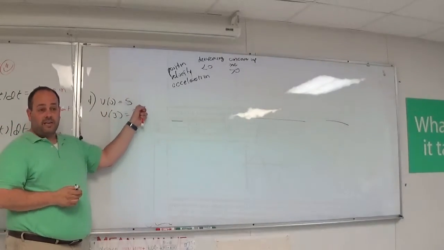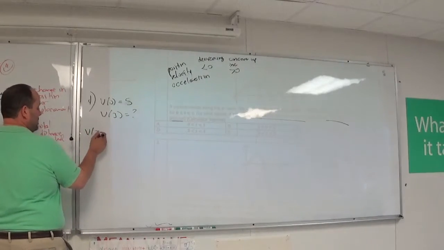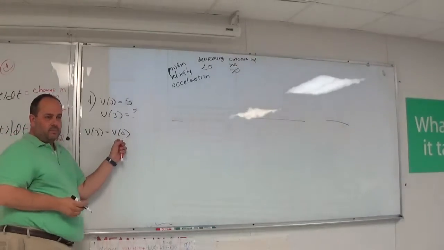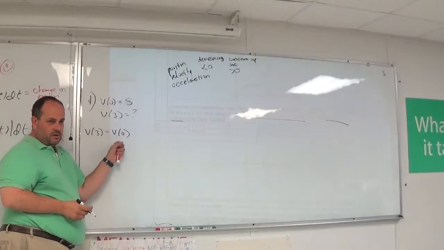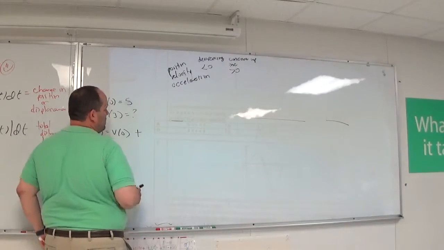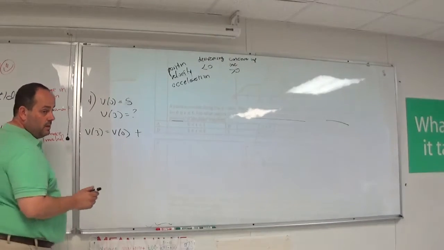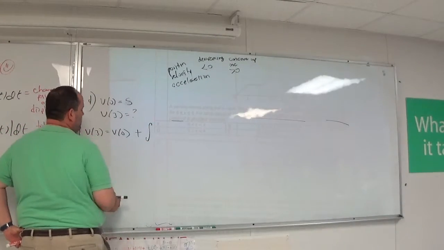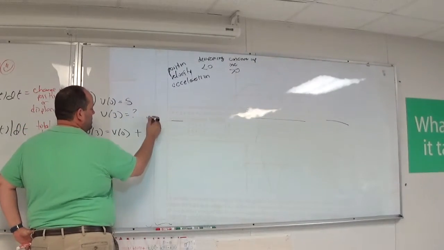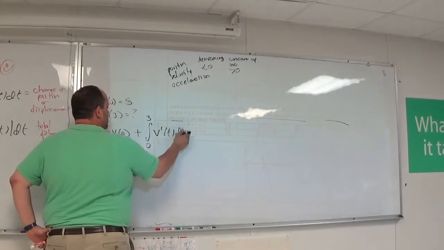You know the initial velocity, you want this velocity later, how do you get it? The velocity at time 3 is your velocity at time 0, plus... you're going to have to do an integral. Velocity at time 3 equals velocity at time 0 plus your integral from 0 to 3 of the derivative of your velocity.